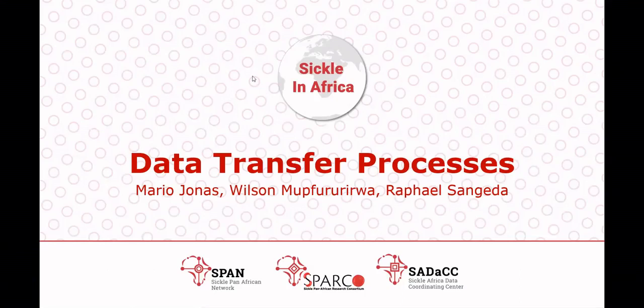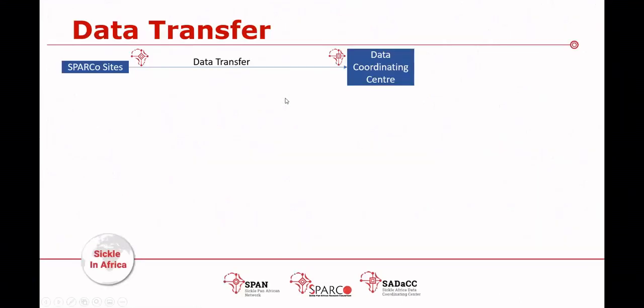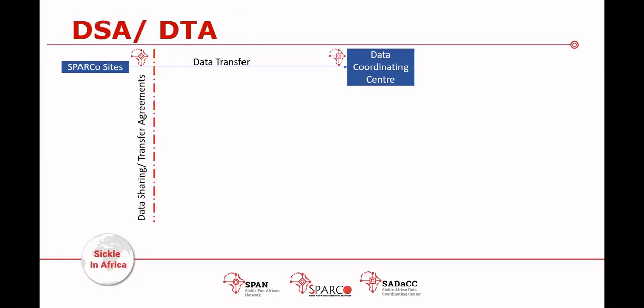Okay, so just get control of my slides. There we go. So the idea is that data will be moving directly from sites to the data coordinating center, whereas before, as people have mentioned, the path was from Sparkle sites to CCC, and then off to the hub, and then the agreement was that data was moved from the CCC to SADC. But from now on, I think it's going to be direct transfer. But of course, that is managed by the data sharing and data transfer agreements that need to be in place for that to happen.